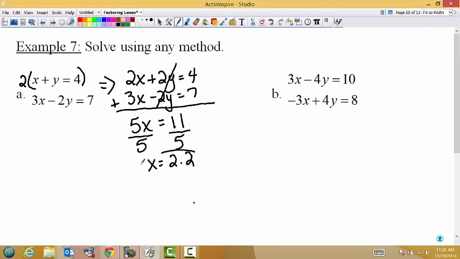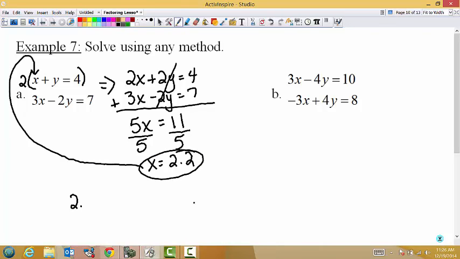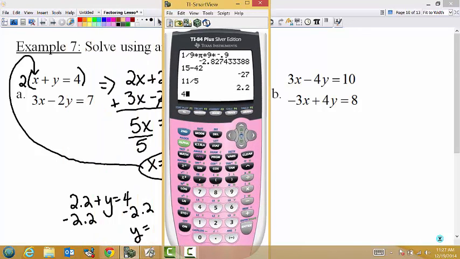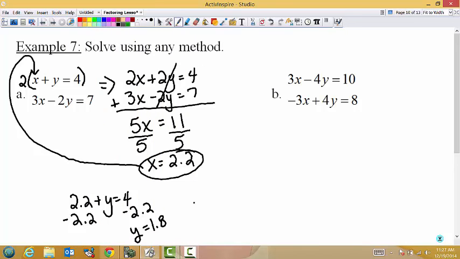Then I take my x and I plug it back in right there where the x is. 2.2 plus y equals 4. And you're probably wondering, why did I pick that equation? Because it looked easier. The numbers are smaller. That's the only reason. You can plug it into either one. It doesn't matter which one. 4 minus 2.2, 1.8. I don't trust my decimal skills here.